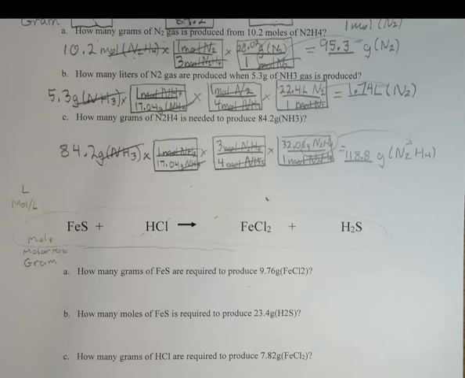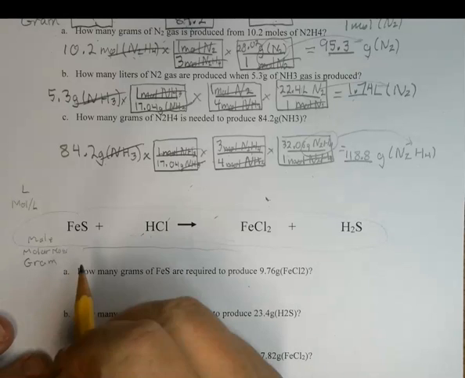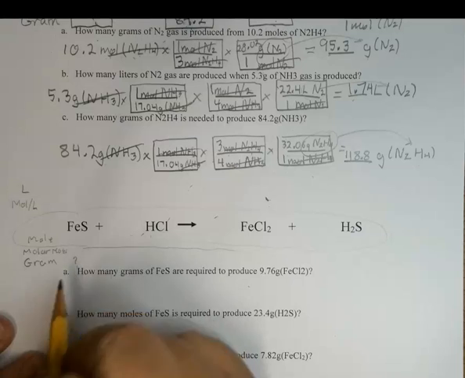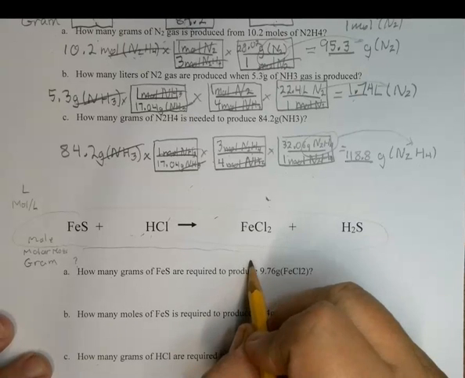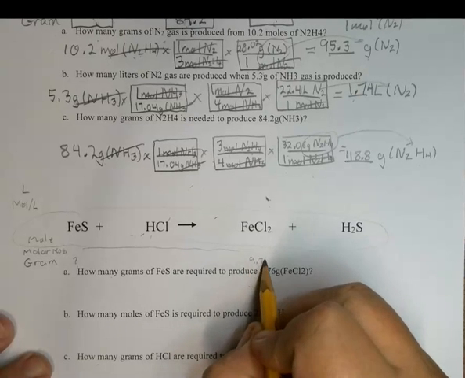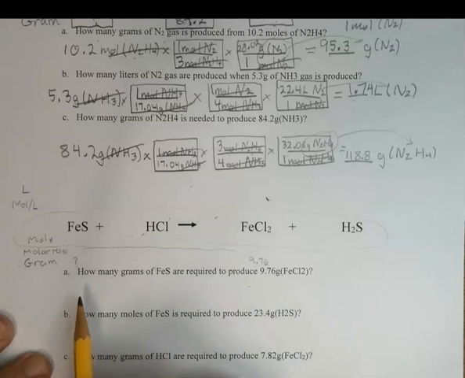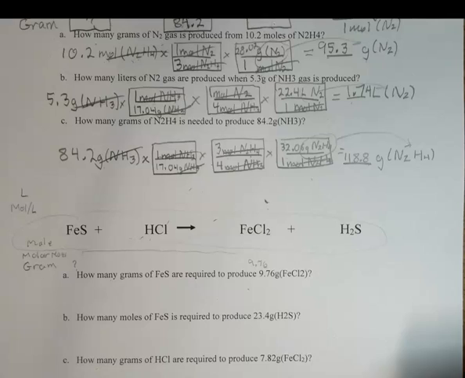So how many grams of FeS, so here's FeS and it's grams, so I'm going to put a question mark right there, are required to produce 9.76 grams of FeCl2, and that's going to be 9.76 right there. Okay, so I'm going to have molar masses for all of these. And to just save space, I know it's 1 mole per, so I'm going to go ahead and compute those real quickly here.